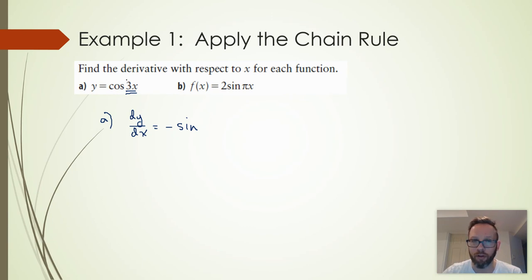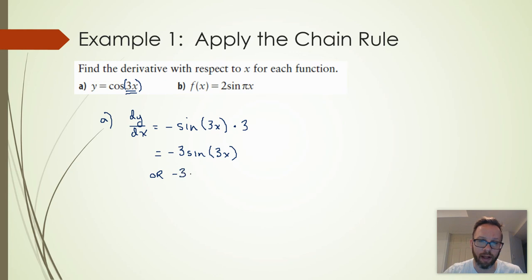The original did not have brackets around, but you can add brackets if you like. I might be partial to adding brackets in here. So minus sine(3x) times 3. And that's it. We could clean that up a little bit. We could write that as negative 3 times the sine of 3x, or whatever notation helps you.